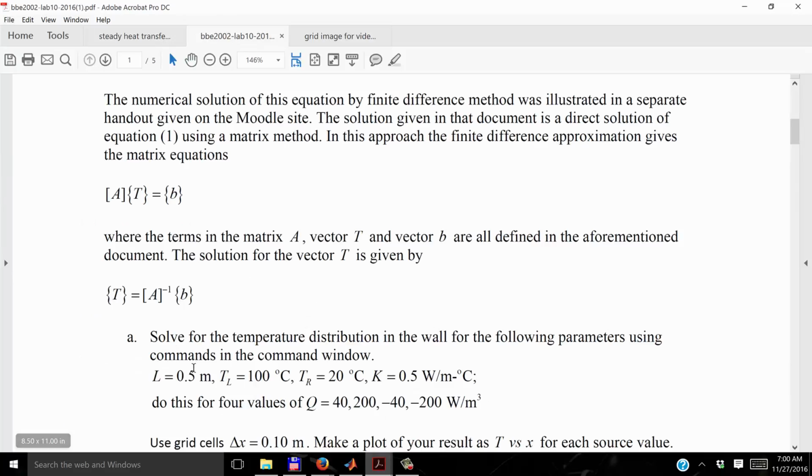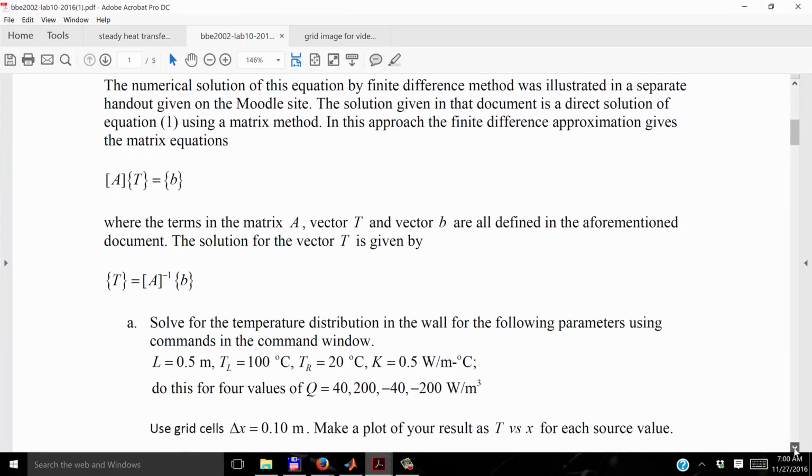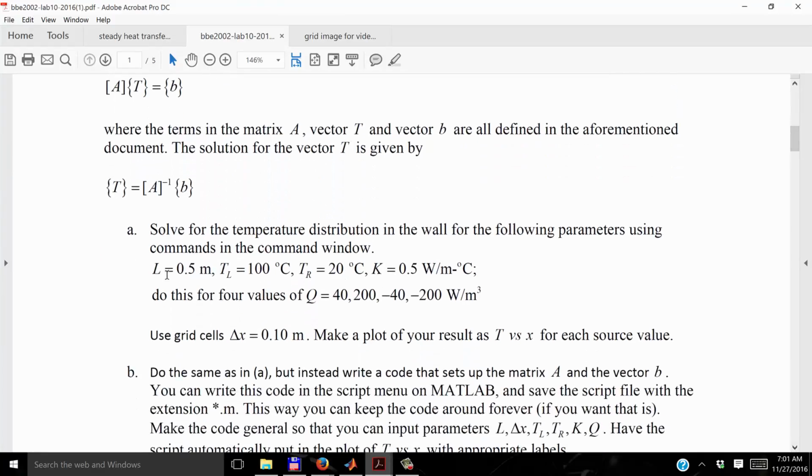And in the assignment, I asked you to take the wall, which has a thickness equal to 1.0 meter, temperature 100 on the left-hand side, temperature 20 on the right-hand side. This is the thermal conductivity. And in the example, I'll use Q is equal to 40. For the assignment, I asked you to use delta X equal to 0.1. That would mean that there are 10 grid cells. The matrix would be 8 by 8 as a result.